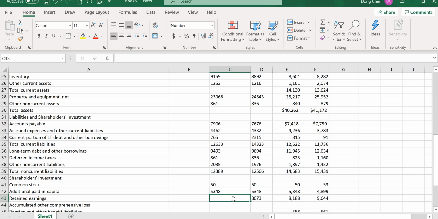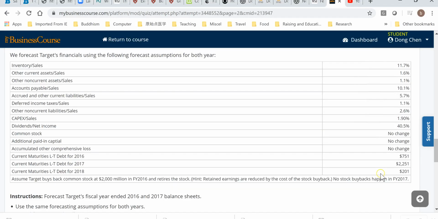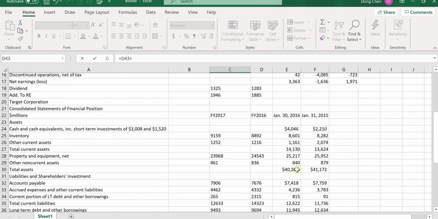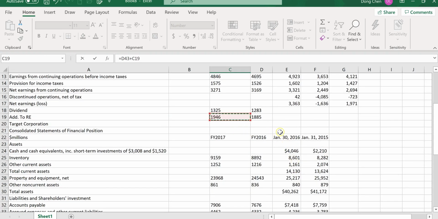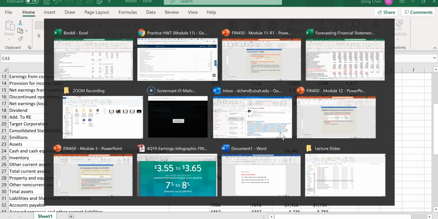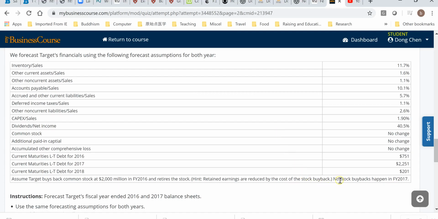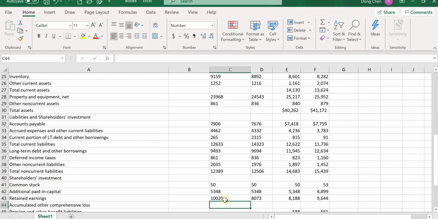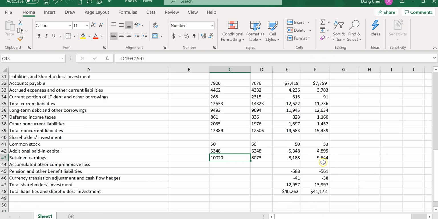And then for 2017, it's gonna be the same in the sense that the formula is the same. It's gonna be the current level plus addition to retained earnings for fiscal year 2017, and then minus, there's no share buyback, so minus 0. So that's the new retained earnings.